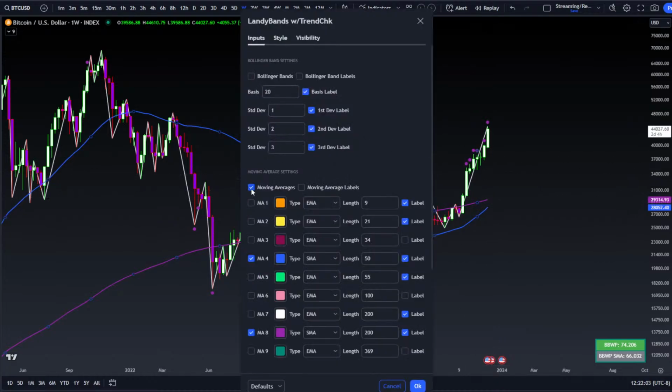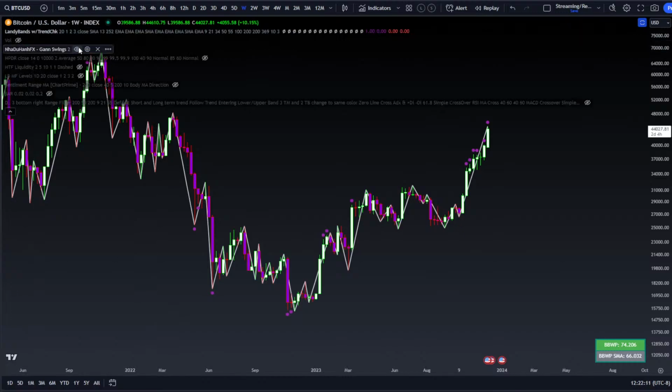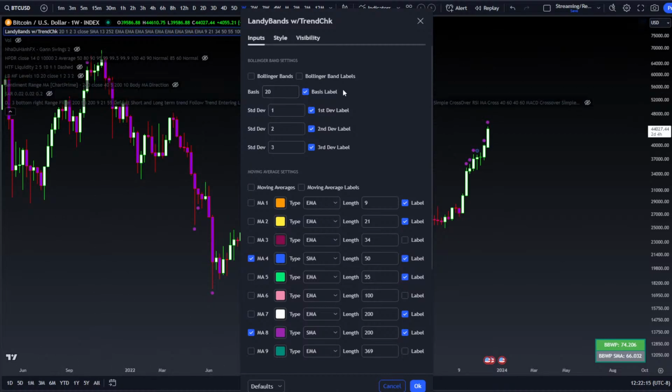And I'm getting a question here. It says, hey, can you show what the trend checker portion of your indicator actually is? Sure. Yeah. Awesome. That's a good question. I don't think I've shown that in a long, long time.